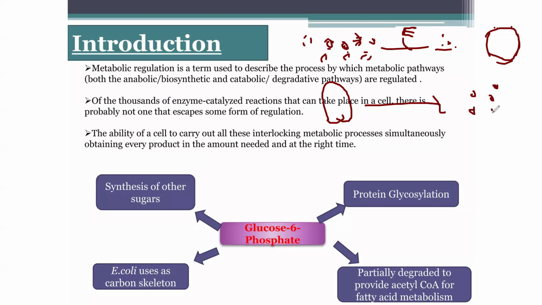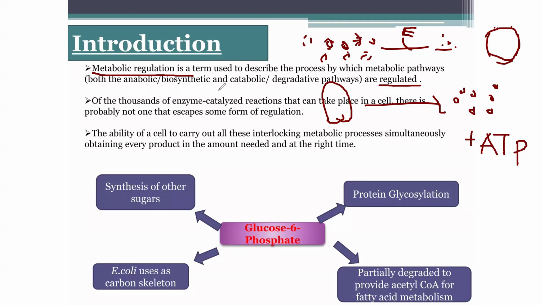And of course, generally during catabolic pathways, or these degradative pathways, energy is usually generated. So at the end of every catabolic process, although not all, but in most of the catabolic pathways, energy is generated. We usually generate ATP during catabolic pathways. So metabolic regulation is a process whereby both anabolic and catabolic pathways are controlled.